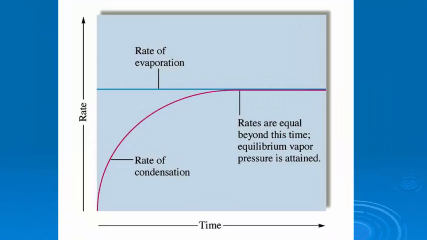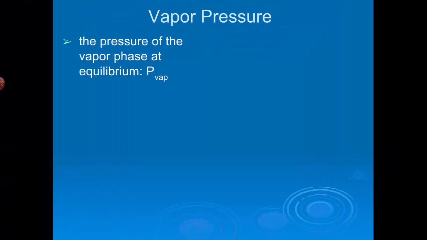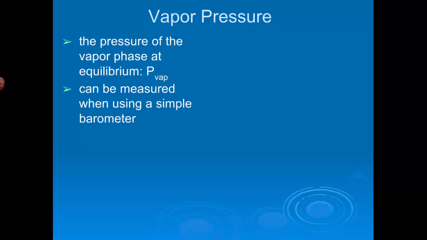Okay? So initially, we look at the rate of evaporation versus time. We have a very constant rate of evaporation. The rate of condensation early on starts off very small. There's not much condensation until we reach equilibrium, at which point the rates will be equal. So vapor pressure is the pressure of the vapor phase of that liquid above the liquid at equilibrium. It's represented by P sub vap, okay, P vap.